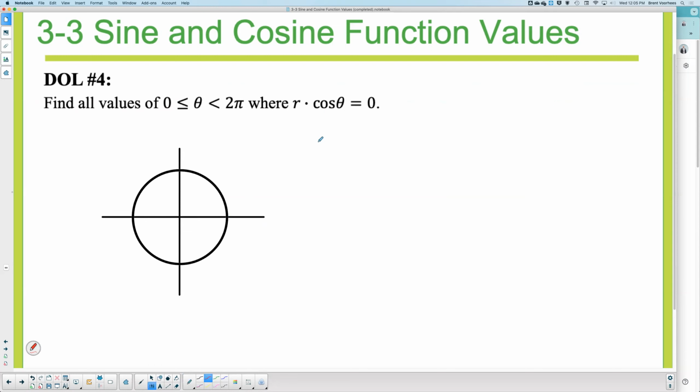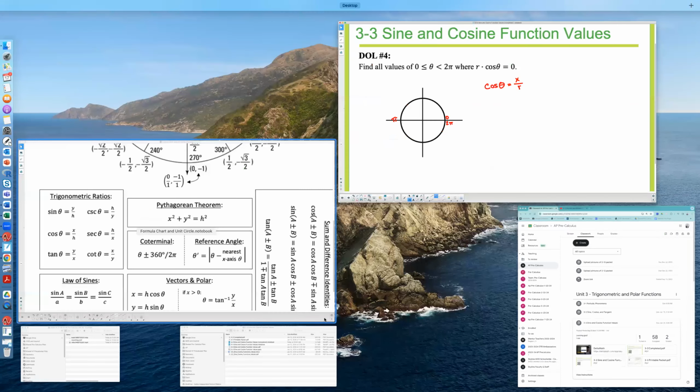And if you want to think of it this way, remember cosine is x divided by r. And this is 0. This would be 1 pi. 2 pi would be all the way around like that. You're trying to find all the places on the unit circle where r times the cosine would equal 0. And I'll let you think through how that could be possible. Okay? Help you out. I'm going to actually pull up a unit circle.